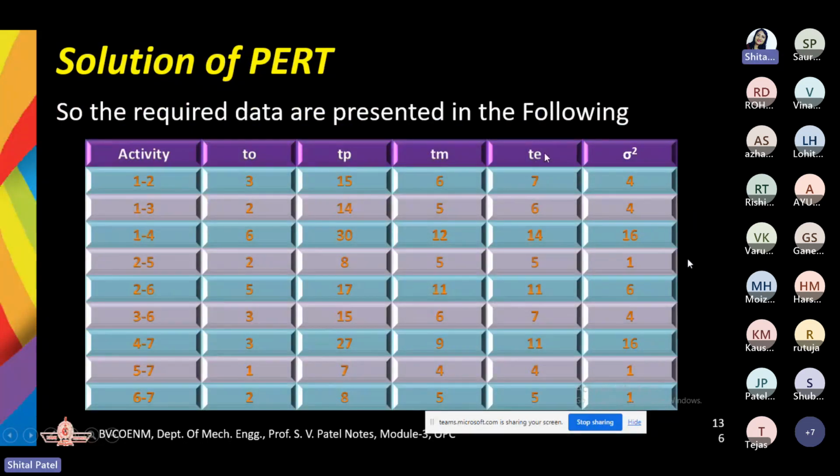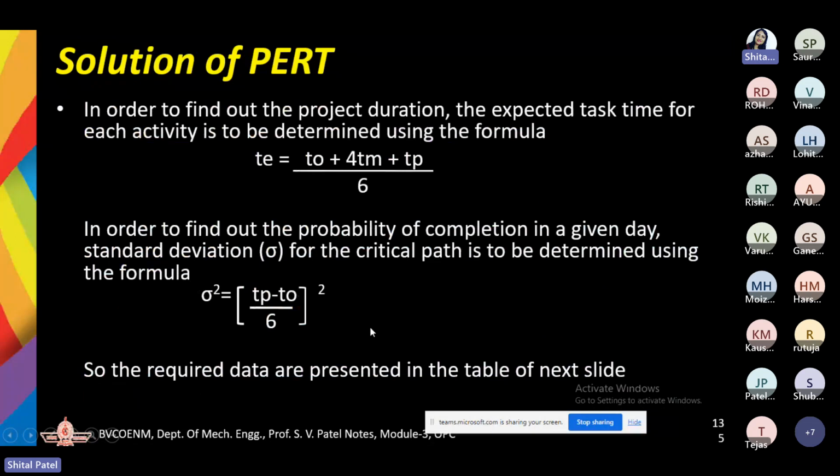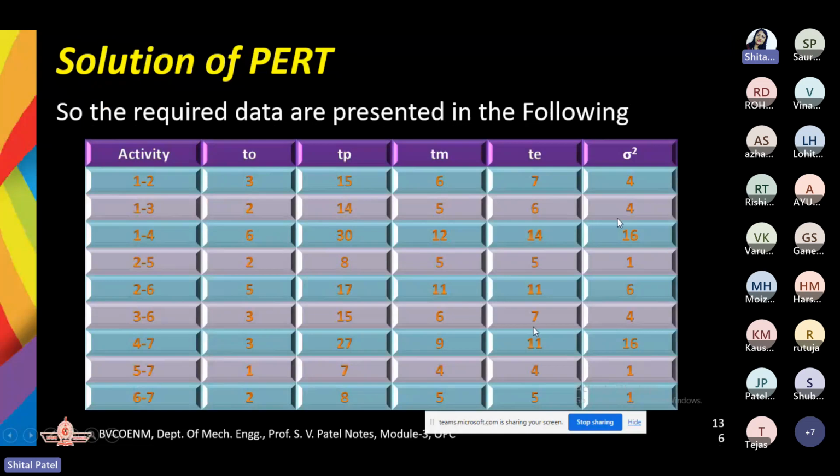See here, second last column. After implementing that equation, for all the activities we are expecting that by this time it is going to be completed. Okay. And then we have a standard deviation formula. As we know, sigma square is equal to (TP minus TO) divided by 6, whole square. That I have mentioned over here in this last column.